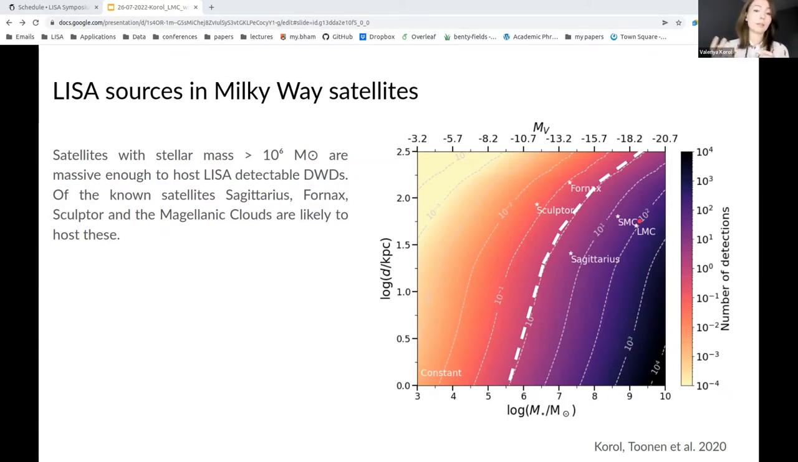And Michael thought about a few realistic models for the LMC, in which we look at the star formation, we look at the spatial distribution, and we also vary the mass. And at the end, by comparing the outcome of our simulation, we also want to assess how these ingredients influence the detectability of these binaries with LISA.